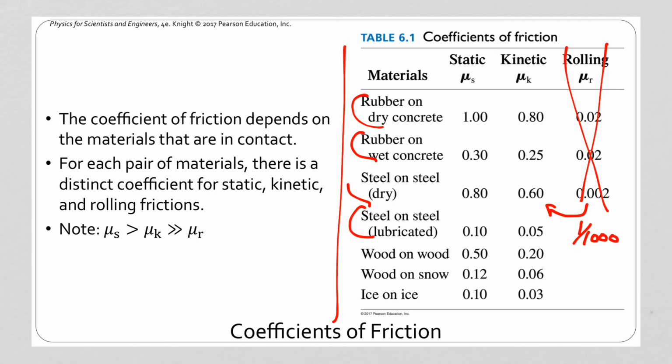Notice that the coefficient of static friction is always bigger than the coefficient of kinetic friction, because we said that when the two surfaces are static, they have a chance to form stronger bonds than in the kinetic case, when they're sliding past each other and they're just trying to grab each other as they go by.